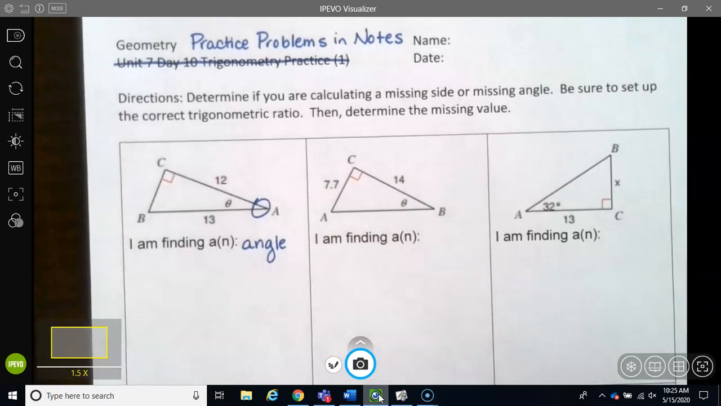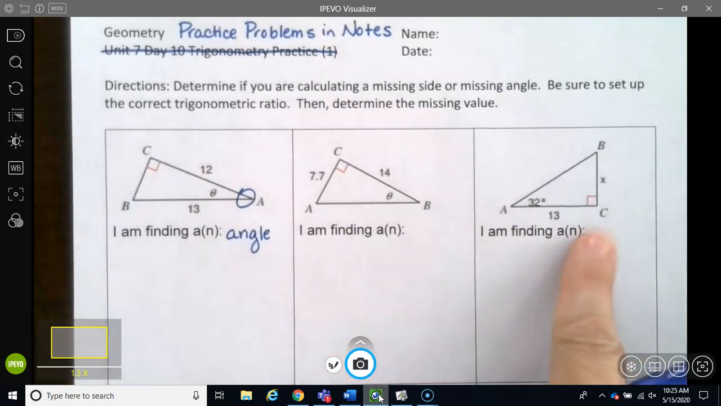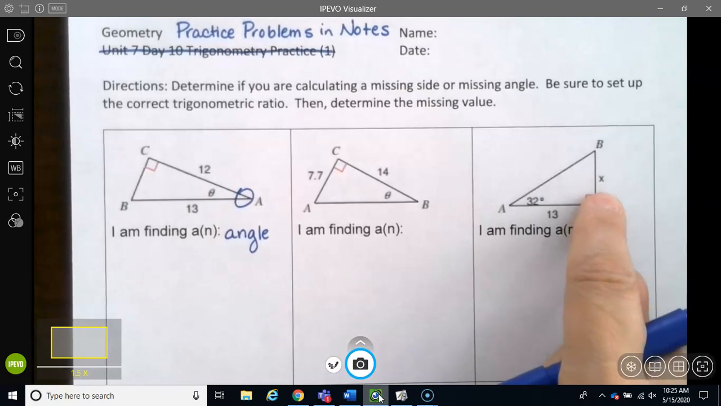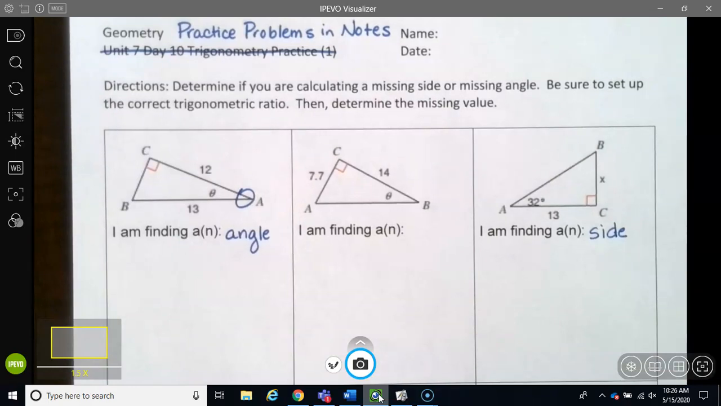Now, we're going to work this out in just a second, but if you look at the third one here, notice how there's an X on the outside of the triangle. That means we're trying to find that missing side. So for that one, we're finding a side. The way we solve these will be different, whether we're using tangent versus tangent inverse. If you're finding an angle, you're going to end up having to use the inverses. If you're finding a side, then you just use the regular tangent, sine, or cosine.